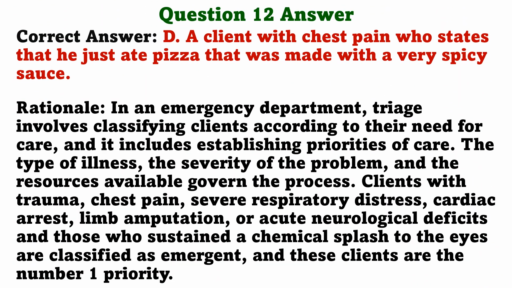The correct answer is D. A client with chest pain, who states that he just ate pizza that was made with a very spicy sauce. Rationale: in an emergency department, triage involves classifying clients according to their need for care, and it includes establishing priorities of care. The type of illness, the severity of the problem, and the resources available govern the process. Clients with trauma, chest pain, severe respiratory distress, cardiac arrest, limb amputation, or acute neurological deficits, and those who sustained a chemical splash to the eyes, are classified as emergent, and these clients are the number one priority.